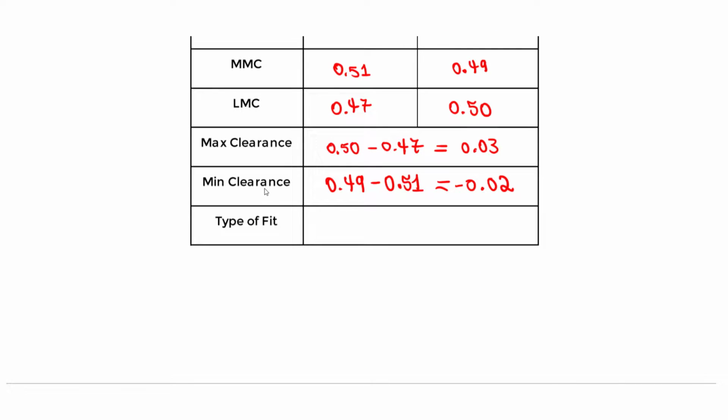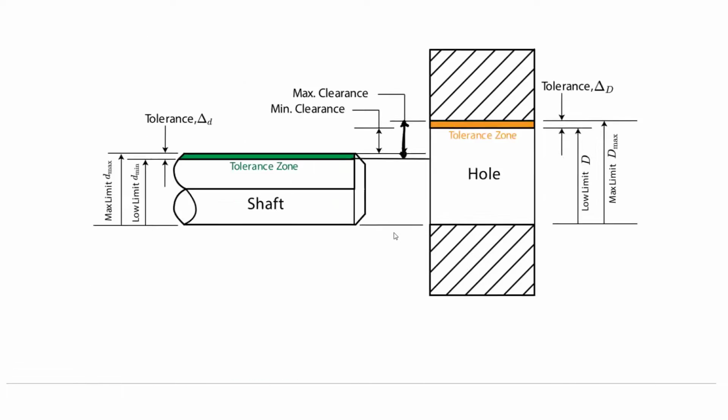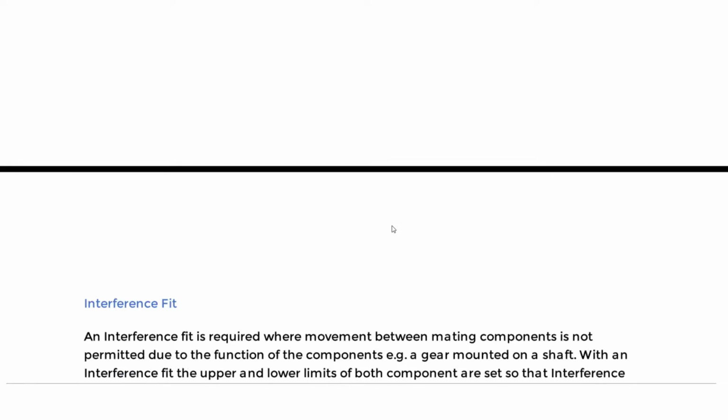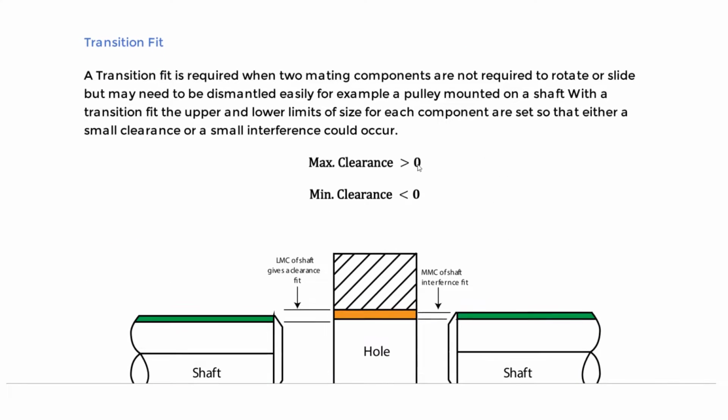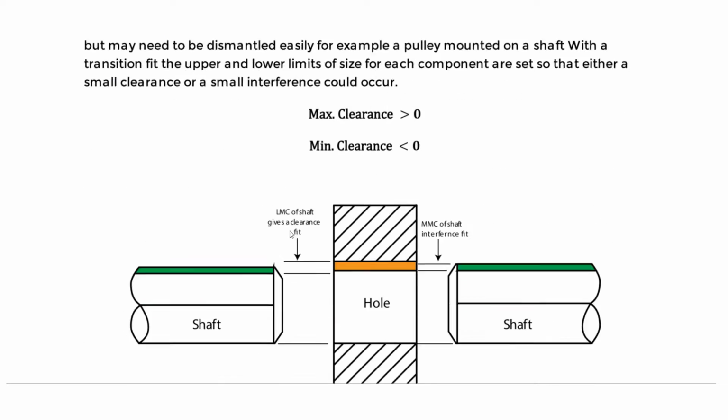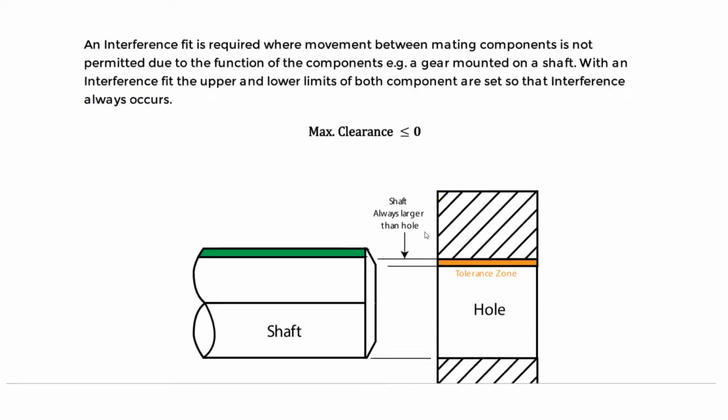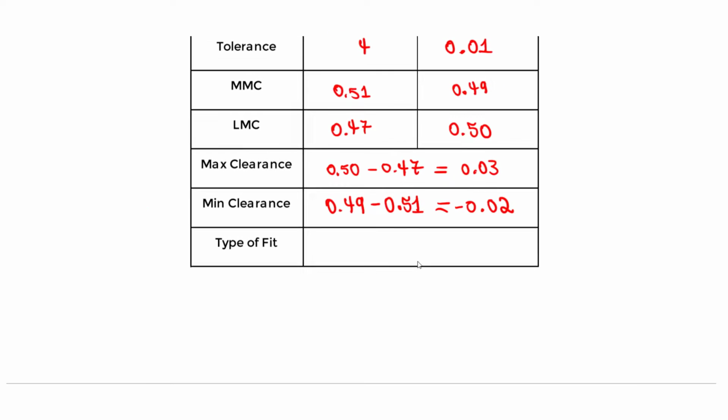So the max clearance and minimum clearance are these. Which one would we pick? The max clearance is bigger than 0, and the minimum clearance is less than 0, right? So I believe it satisfies the very last one: max clearance bigger, minimum less than. So yeah, it should be a transition fit in this case. So the answer for the type of fit is a transition fit. I'll just say transition.